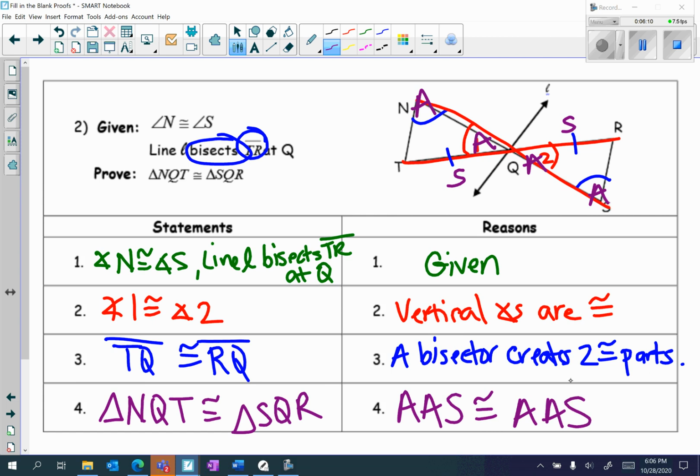We start out with the givens, we mark up the diagrams, and we write given in our reasons for step 1. For step 2, we look for either the vertical or reflexive property. For step 3, if there's any other definition that's given to you, you write it down. And then in step 4, we prove that the two triangles are congruent, and you write the method that was used.